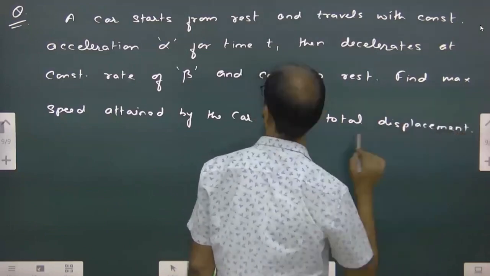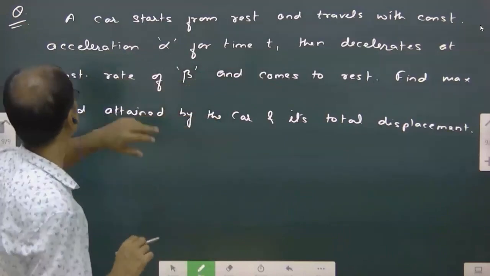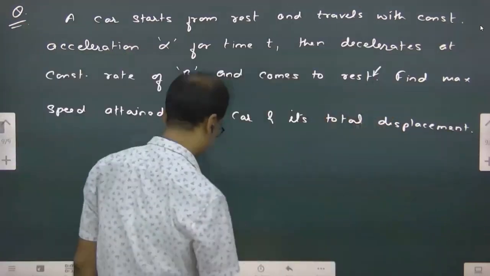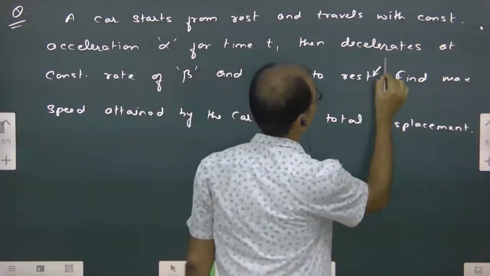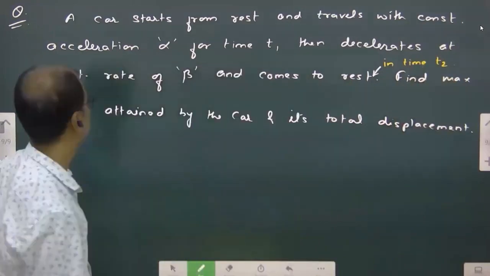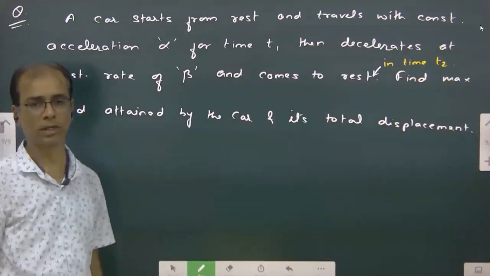One minute, I think I forgot one piece of information. The car starts from rest and travels with constant acceleration alpha for time t1, then decelerates at a constant rate of beta and comes to rest in time t2. Find the maximum speed attained by the car and its total displacement. Very common question, but a very good question to understand the concept. Okay, note it.